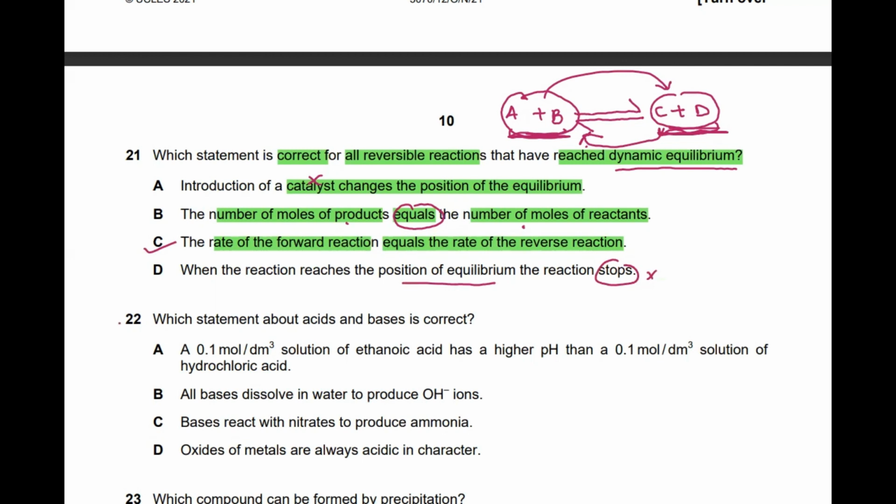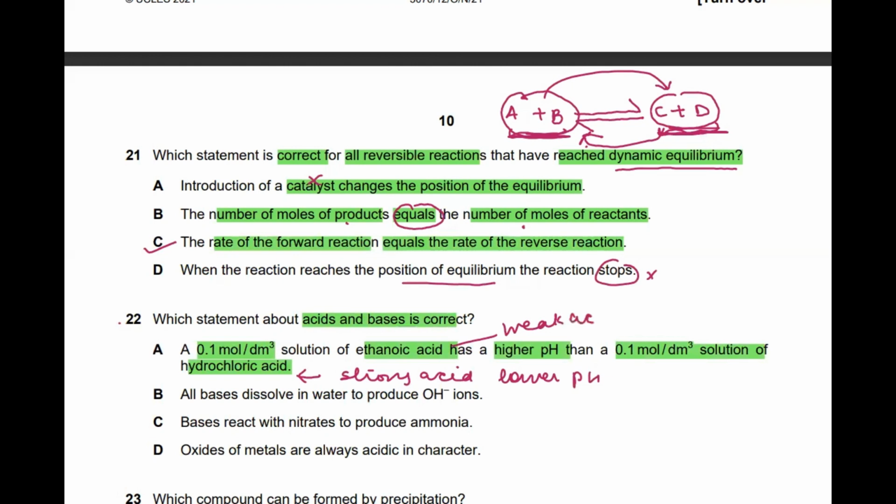Coming to question number 22: which statement about acids and bases is correct? Option A: 0.1 mole per dm cube of ethanoic acid has a higher pH than 0.1 mole per dm cube solution of hydrochloric acid. Yes, strong acids have a lower pH, and hydrochloric acid is a strong acid. And the weak acids have a higher pH. So option A is correct.